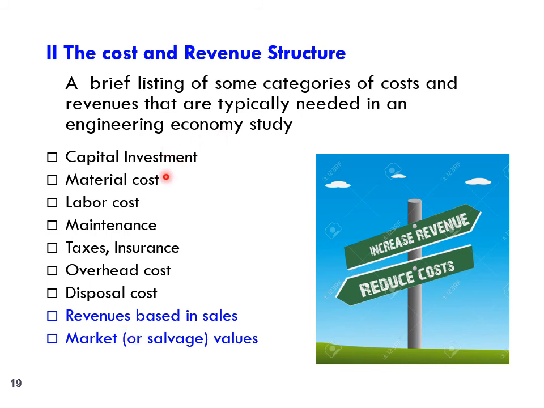The last two are the revenues, the earnings. The costs represent an outflow of cash. The last two represent an inflow of cash. Revenues based on the sales, and the market value, or we will call it the salvage value, at the end of the lifetime of a product or an item or an equipment. We will talk about all these later on in the following chapters.